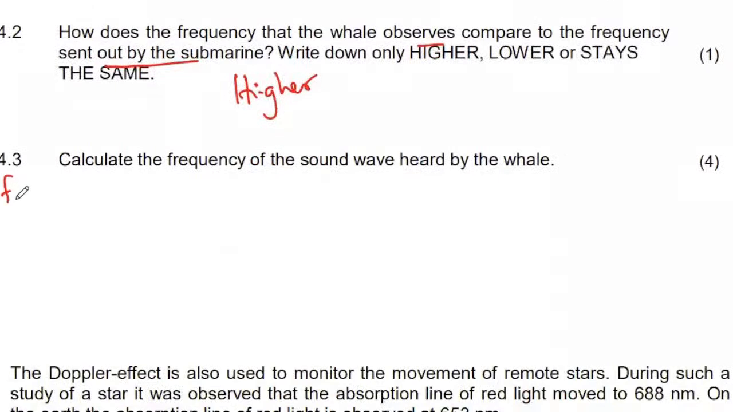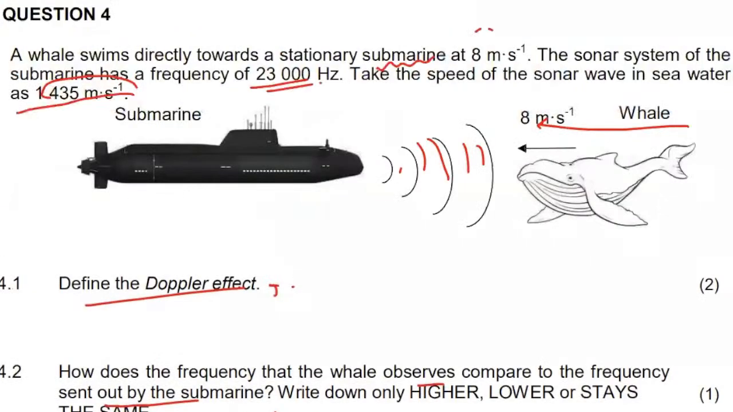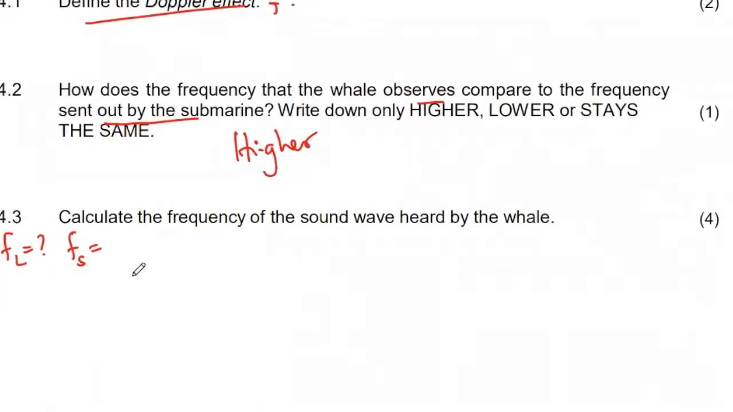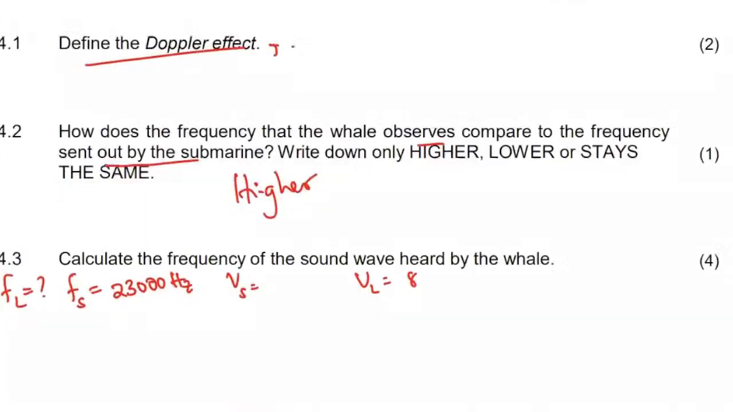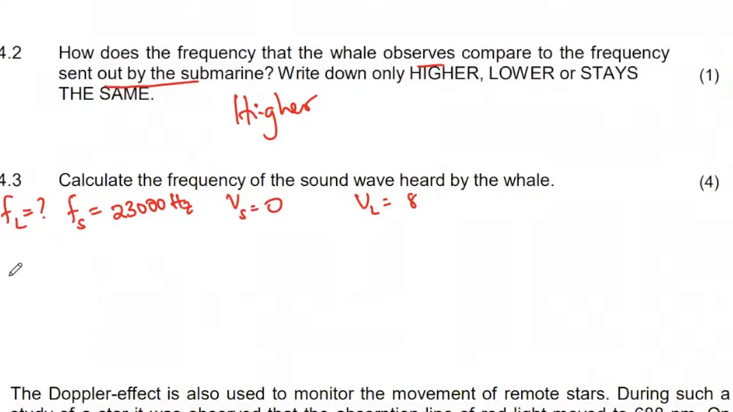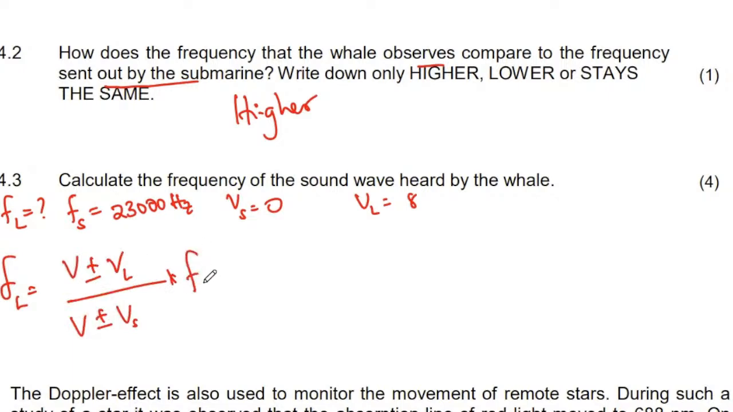Okay, so the frequency of the listener is what we need. We know that the frequency of the source is 23,000 hertz. And then the velocity of the source, we have the velocity of the listener. It's 8 meters per second, so it's the whale that is having 8 meters per second. And then the submarine, they say, is stationary. All right, FL is equal to (V plus or minus VL) over (V plus or minus VS) times the frequency of the source.